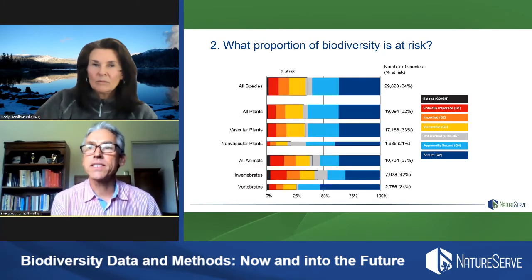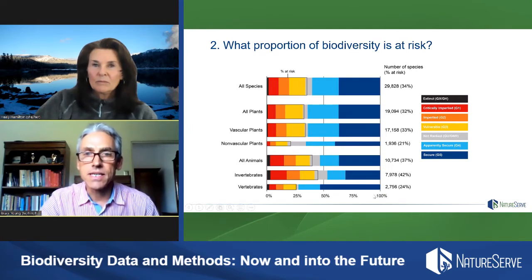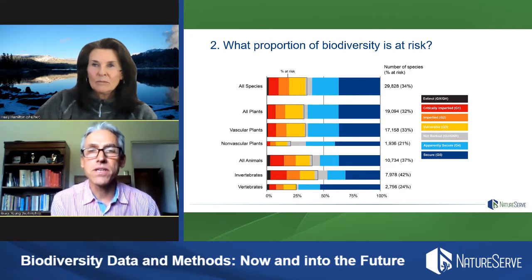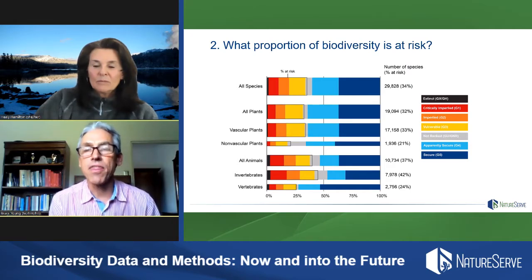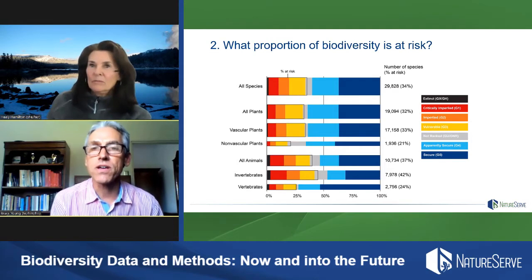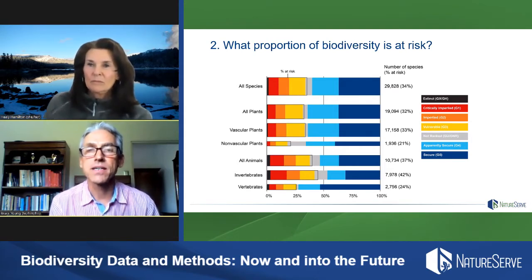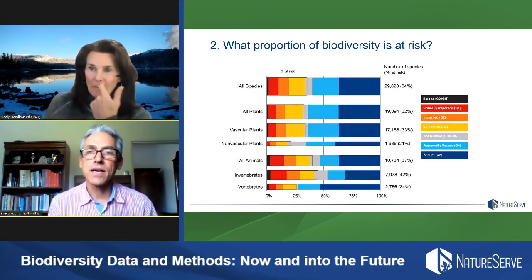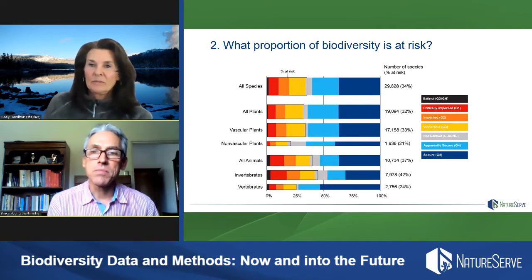Let's go on to the next question. What proportion of biodiversity is at risk? Here you can see overall, for the US, for all the species that we're looking at, 34%, a third of species are at risk. And what do we mean by at risk? We're talking here about the species that are GH, G1, G2, G3. So that's everything from only known historically to critically imperiled, imperiled, and vulnerable.